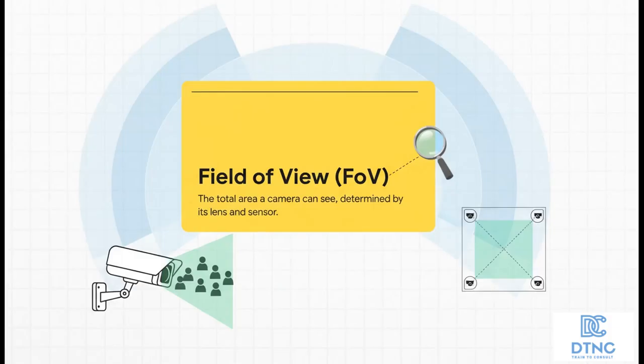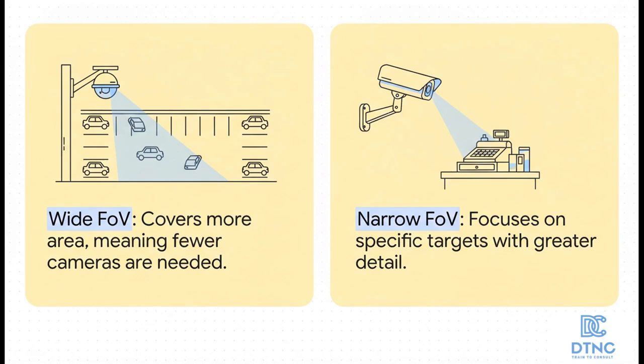Next on the list is field of view, or FOV for short. All this means is how much a camera can see at once. It's a super important detail that affects how many cameras the client needs and exactly where you're going to put them. This really boils down to a key trade-off, and it's a conversation you'll have all the time.